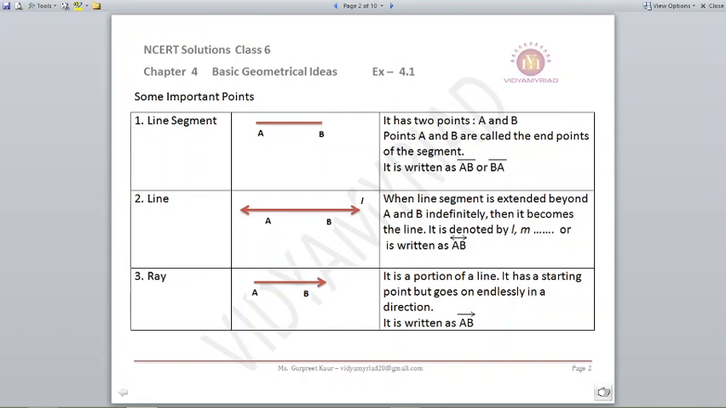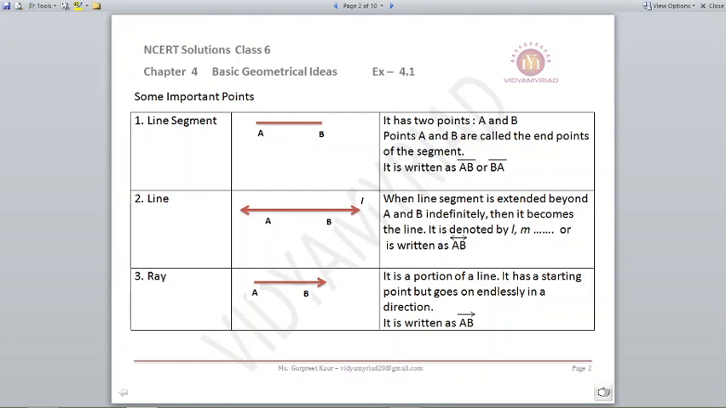Usually children get confused between line segment and line. So just for your easy learning, I am giving you one tip. Your line segment, if you see, is made up of two words. So it means that it will have a starting and an end point, A and B. So you can learn it in that way also. So there will be no confusion left.